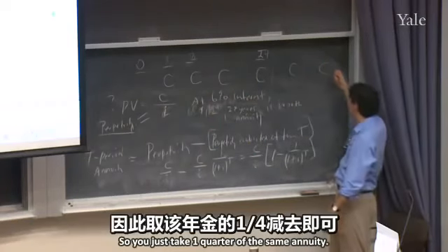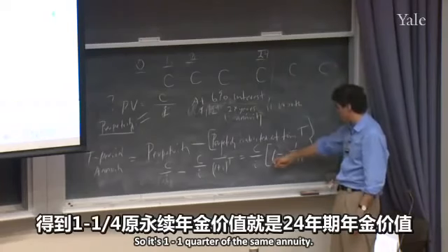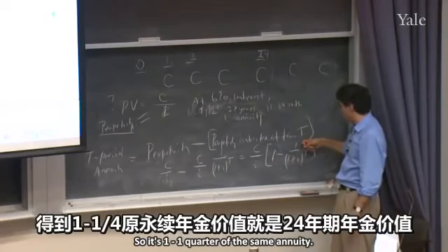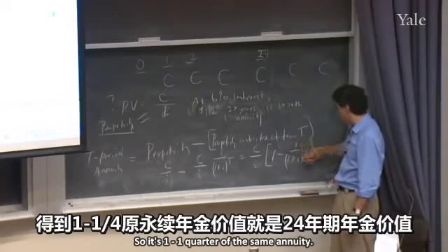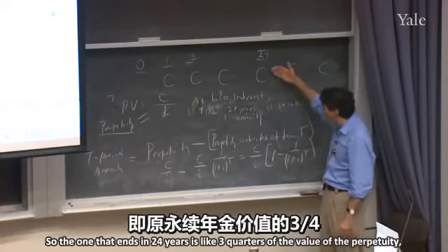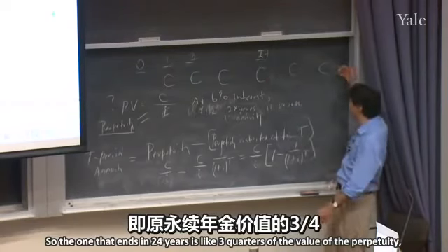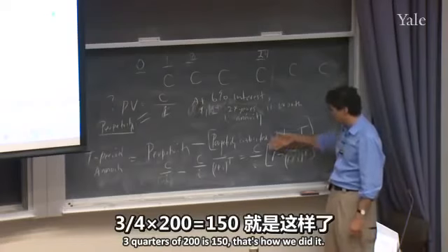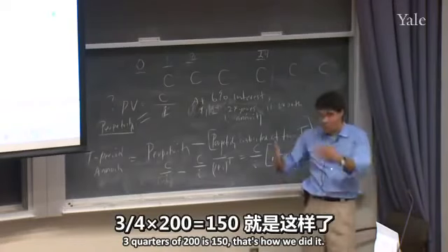So you just take a quarter of the same annuity. So it's 1 minus a quarter of the same annuity, so the one that ends in 24 years is like 3/4 of the value of the perpetuity. 3/4 of 200 is 150. Okay, that's how we did it.